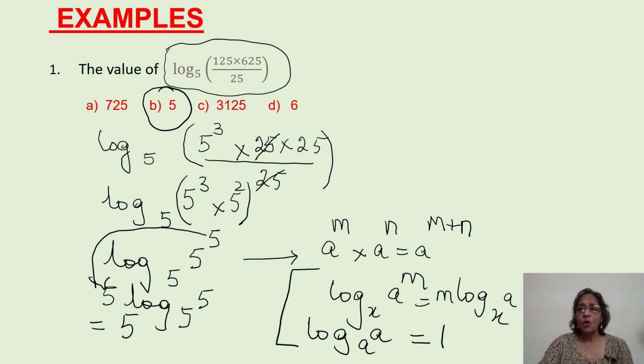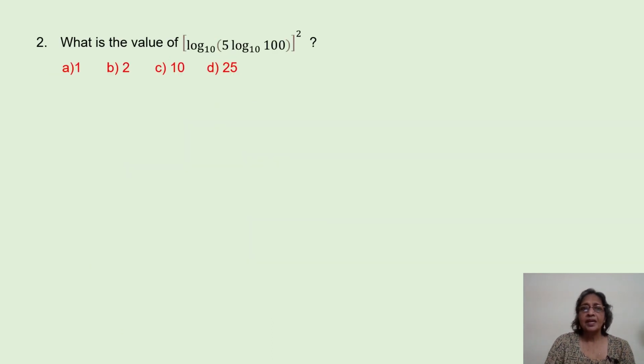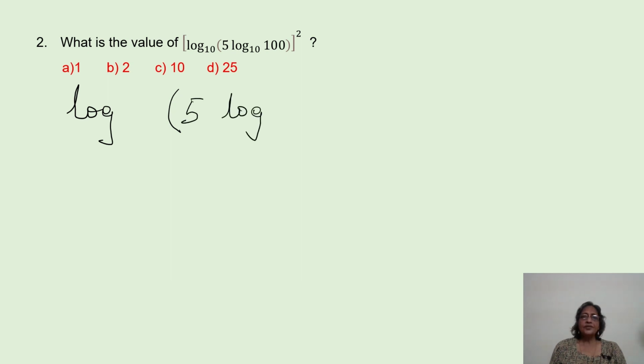All right, we go on to the next sum now. Now the next sum is here. What is the value? Now again we need to find the value. So what we are going to do here is the first step, log 5. The 100 I'm going to convert into 10 raised to 2 to the base 10 here, and this whole thing is a square.